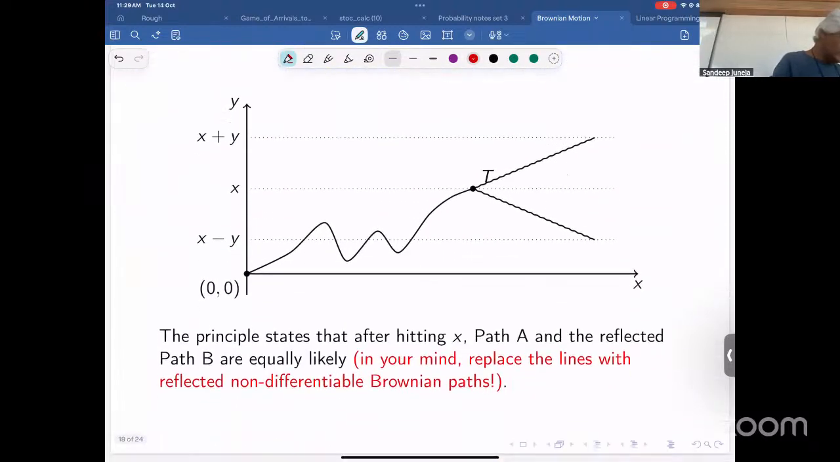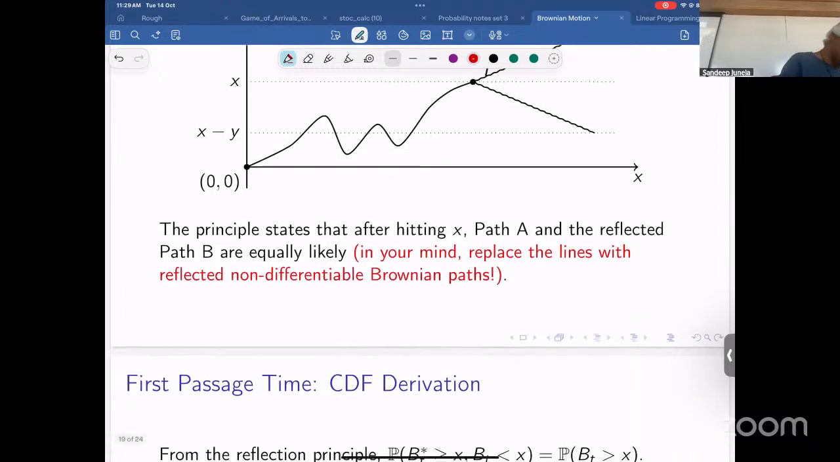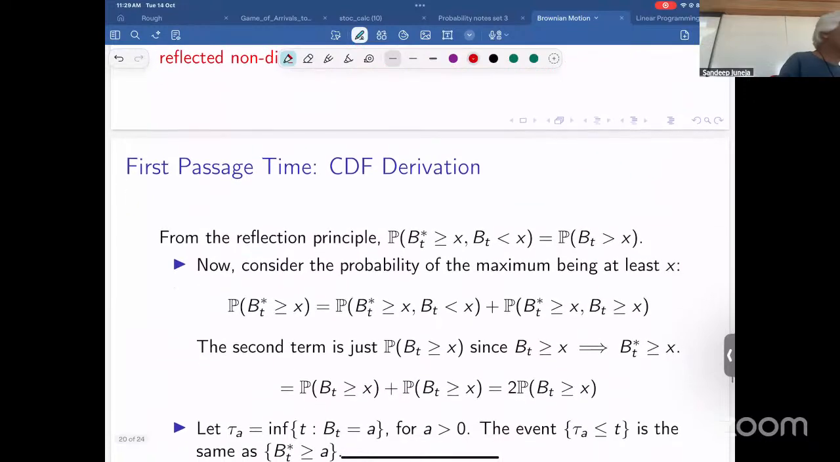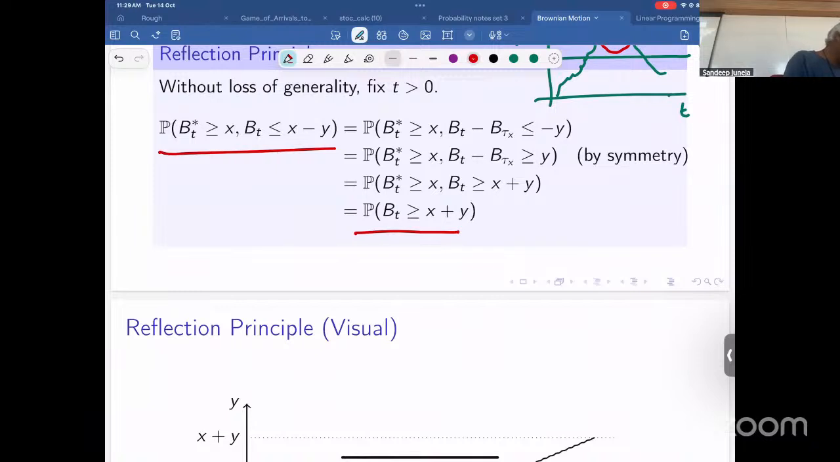So what did we achieve? This is an artistic rendition. I say, in principle, after hitting X, the path and the reflected path are equally likely. In your mind, replace the lines with the reflected, non-differentiable Brownian paths. So what did we get by doing this? How do we use this?